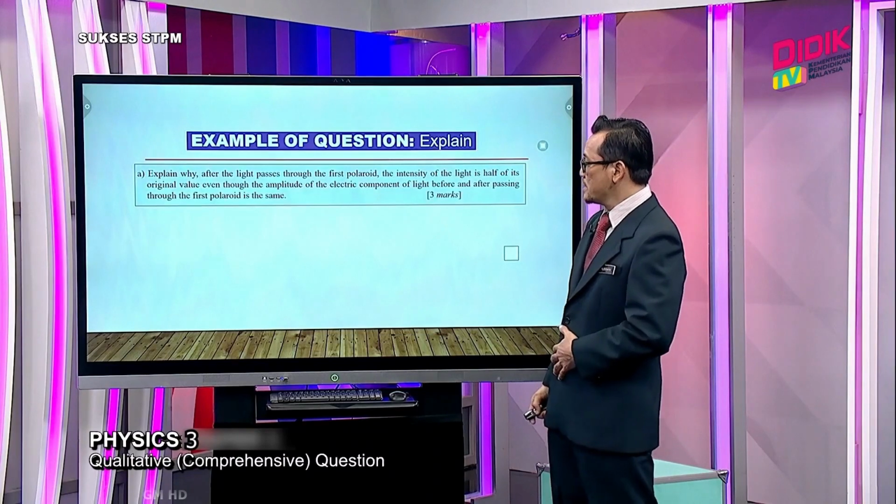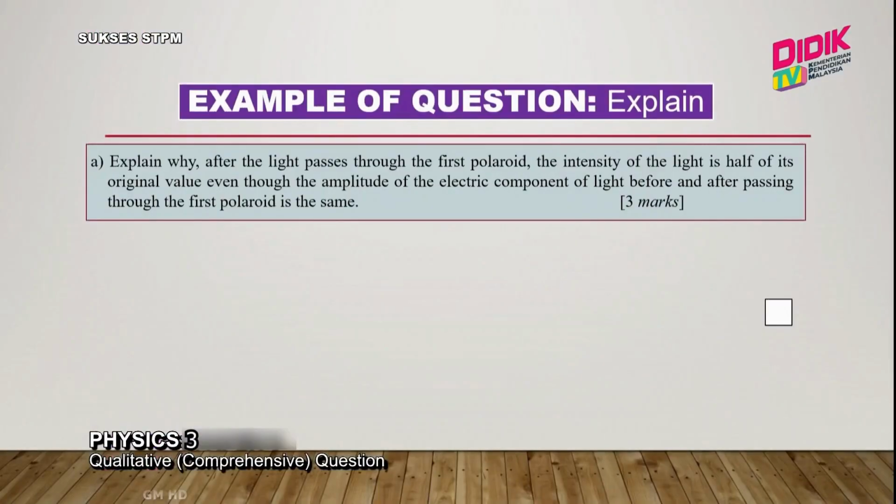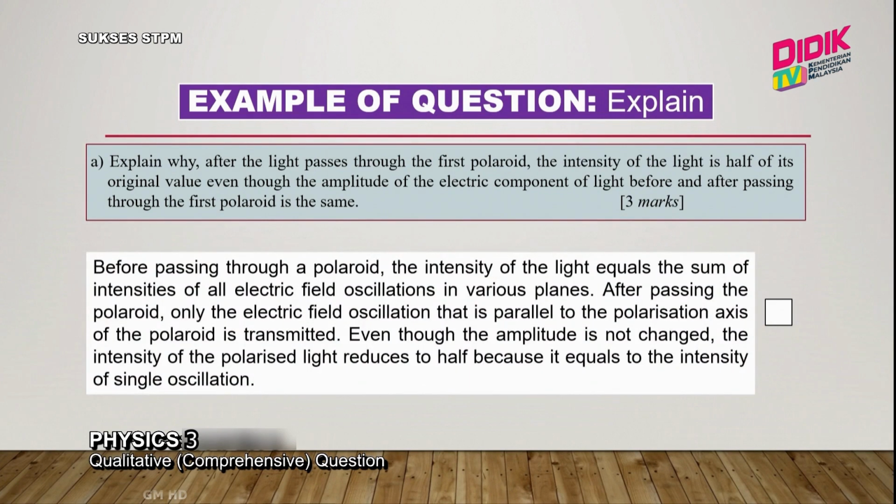I have one question here. Explain why, after the light passes through a first Polaroid, the intensity of the light is half of its original value, even though the amplitude of the electric component of light before and after passing through the first Polaroid is the same. So it's quite challenging. So let's see the suggested answer.